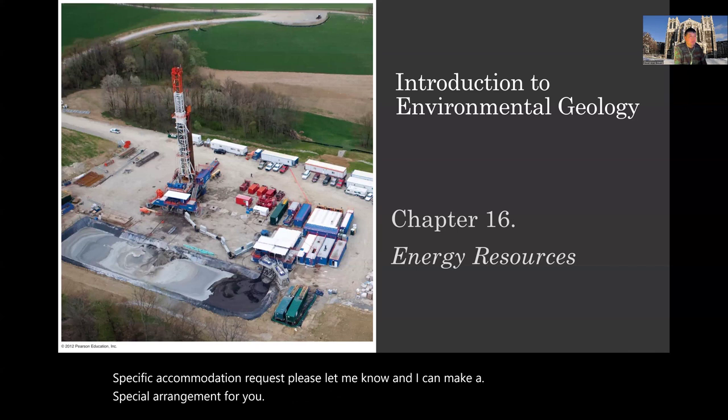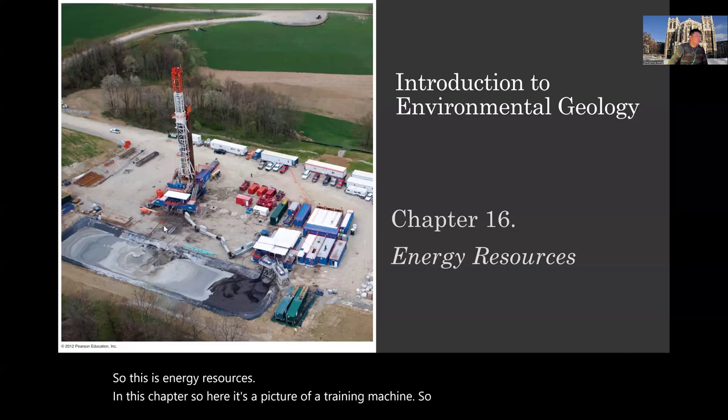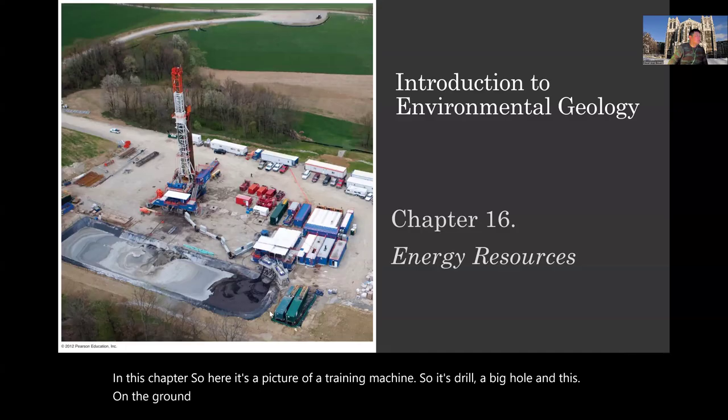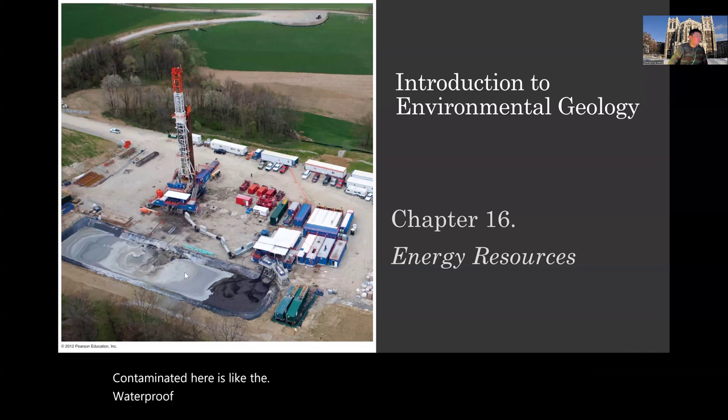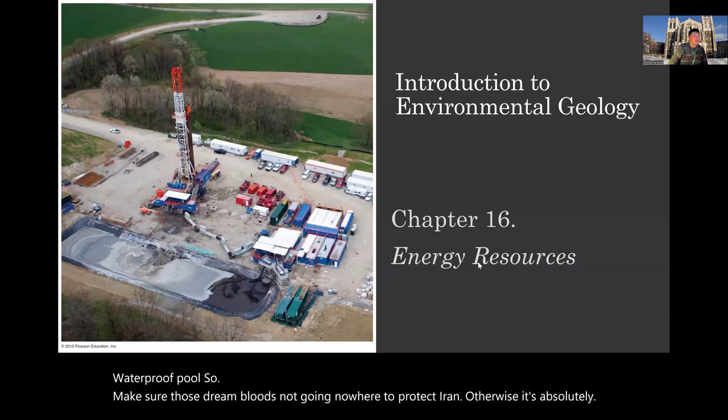So this is energy resources in this chapter. Here is a picture of a drilling machine. It drills a big hole under the ground. Then here's the drilling mud, pretty nasty, and it could be contaminated. It can contaminate. Here they have a waterproof pool, so make sure the drilling fluids are not going anywhere, to protect the environment. Otherwise, it's a lot of chemicals.